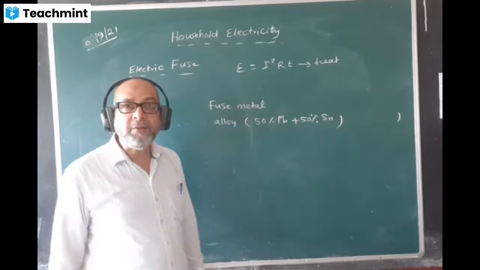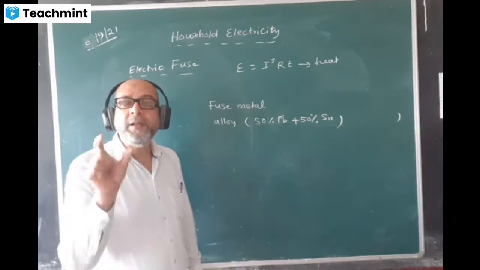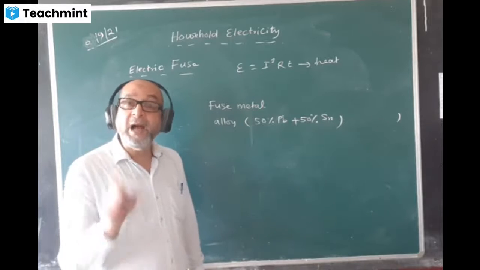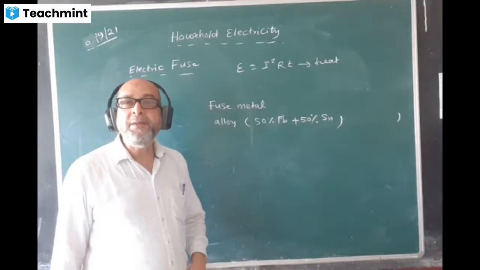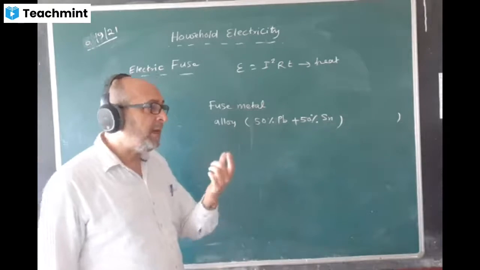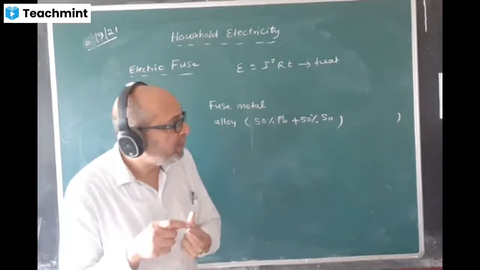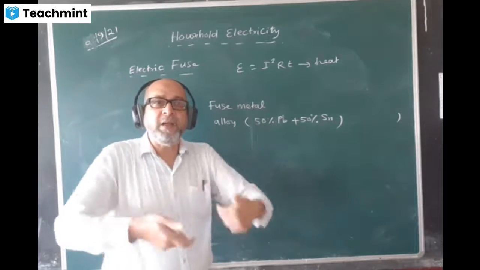But that same copper wire we cannot use in the fuse, because copper has low resistivity and a high melting point, just the reverse of what a fuse needs. It is a big mistake. Sometimes at home the fuse blows and we replace the fuse wire with a copper wire, which is commonly available at our home.